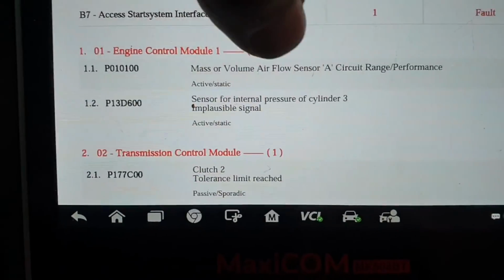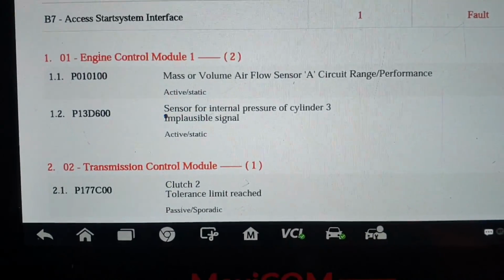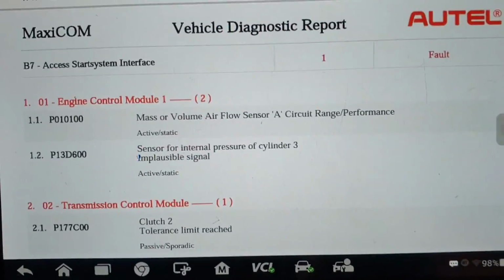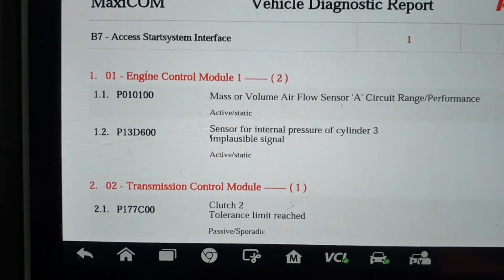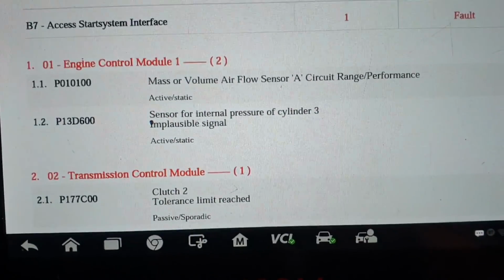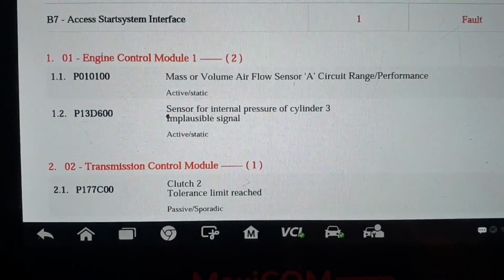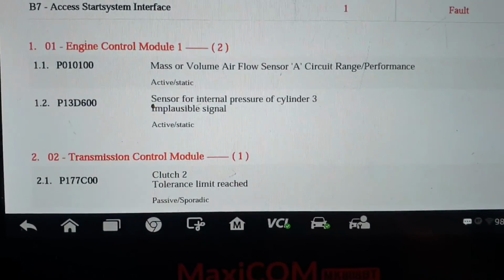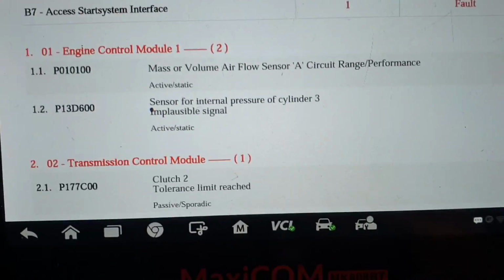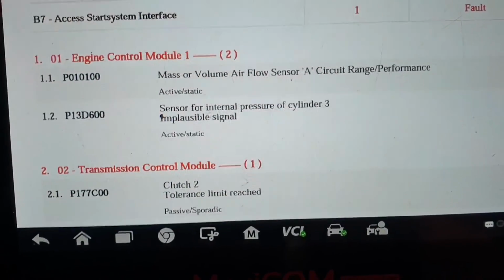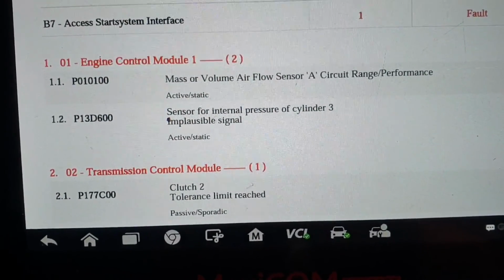Now I'm going to take the value of the mass airflow sensor and compare that with the manufacturer specification, and see whether it matches the manufacturer specification or not. So our focus is on this fault code, P010100.